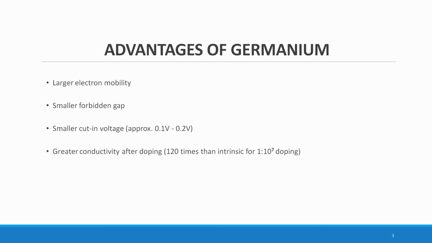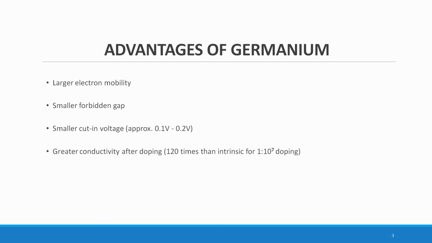Next, it has a greater conductivity after doping. We all know that an intrinsic semiconductor has a very negligible conductivity. That's why we use doping to enhance the conductivity of the semiconductor material. If we use 1:10⁷ doping, which is a very standard ratio, the conductivity of germanium enhances up to 120 times that of the intrinsic. So this is also a greater advantage of germanium. Looking at these 4 points, we can say that germanium has greater advantages than silicon.